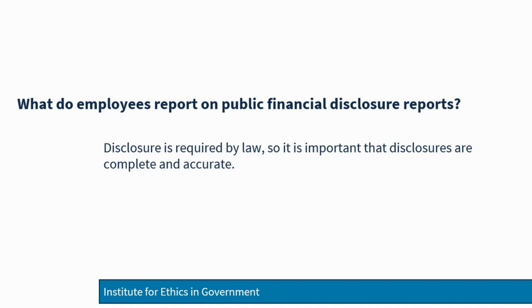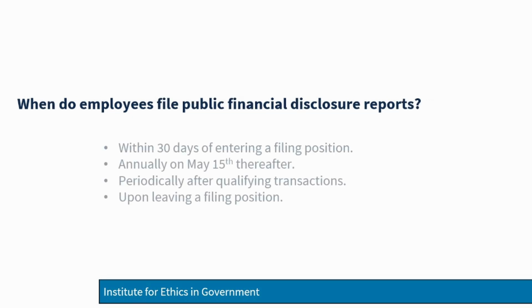So when does an employee file an OGE Form 278? An employee must file an OGE Form 278 within 30 days of entering a position designated by law as requiring an OGE Form 278. They must also file annually thereafter on May 15th, and they must file periodic transaction reports using OGE Forms 278T for qualifying transactions. And finally, they must complete the OGE Form 278 upon termination from a filing position.